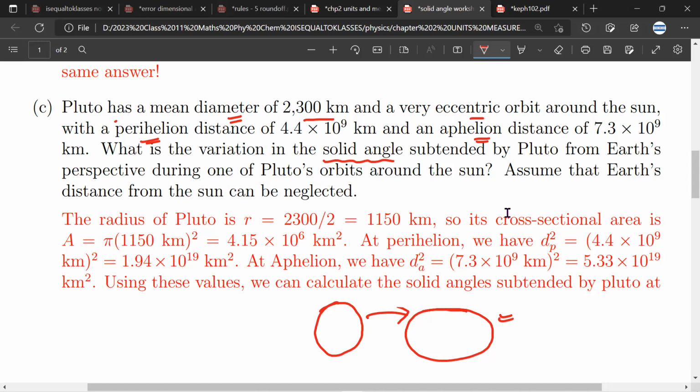Okay. So there are 2-3 things that we want to understand. One is what a perihelion is. Second is what an aphelion is. And third is what a solid angle is. Are we clear?